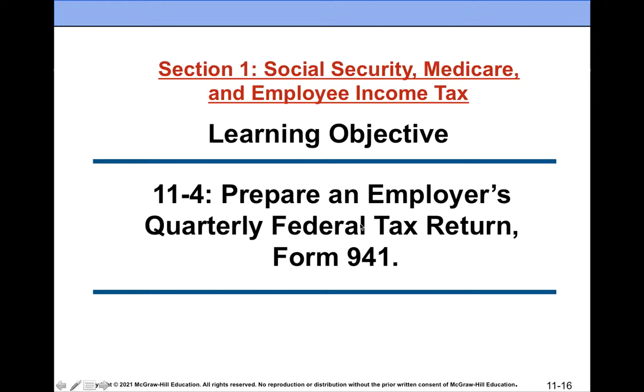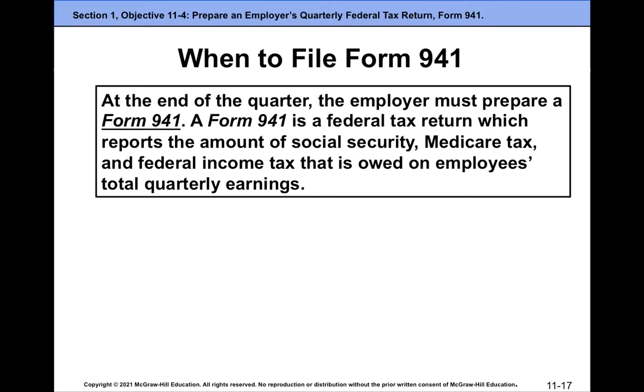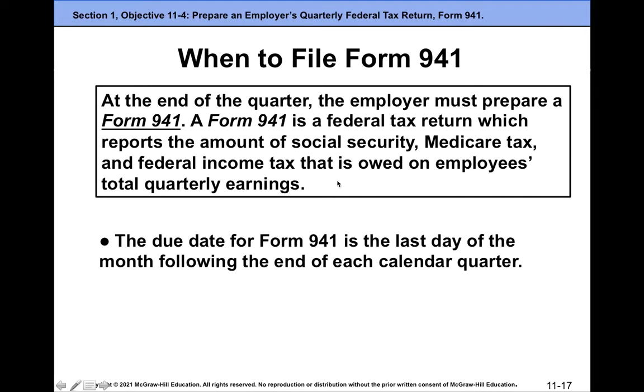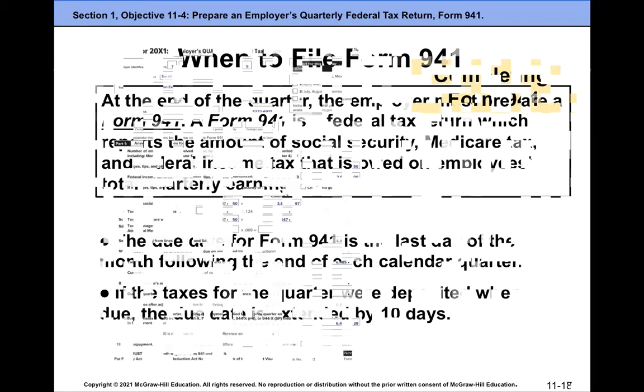Now, you don't necessarily have to prepare this form, you just need to be aware of what this form includes. This is Form 941. It's prepared every quarter, four times a year. This form includes all previous taxes that I listed: Social Security, Medicare, and federal income tax for employees. The due date for this form is the last day of the month following the end of each calendar quarter. So if my first quarter is January, February, March, then I have until April 30th to submit this form.